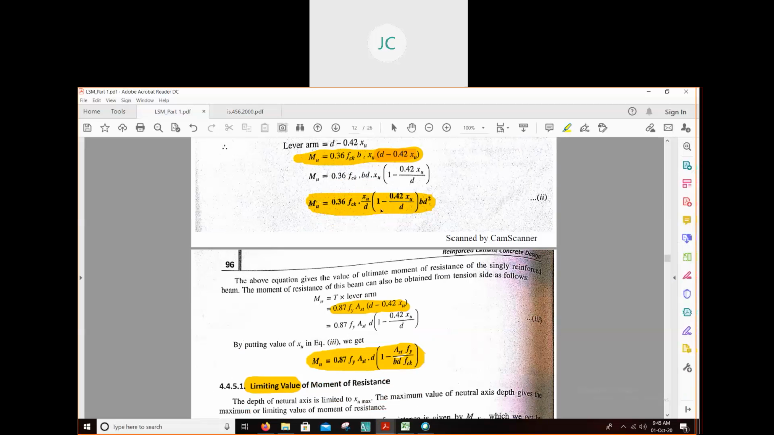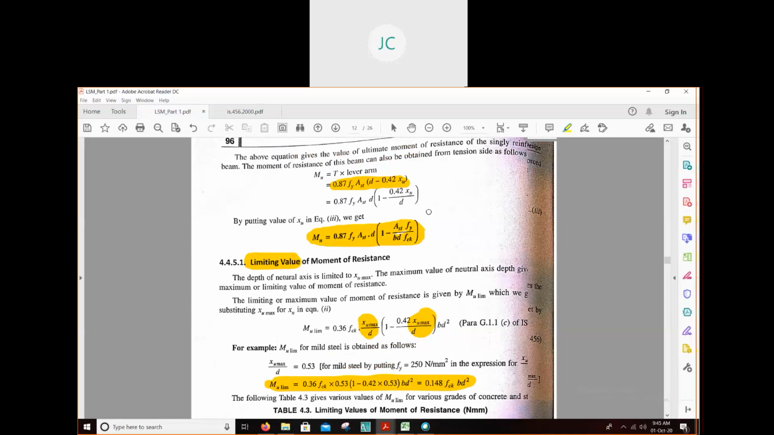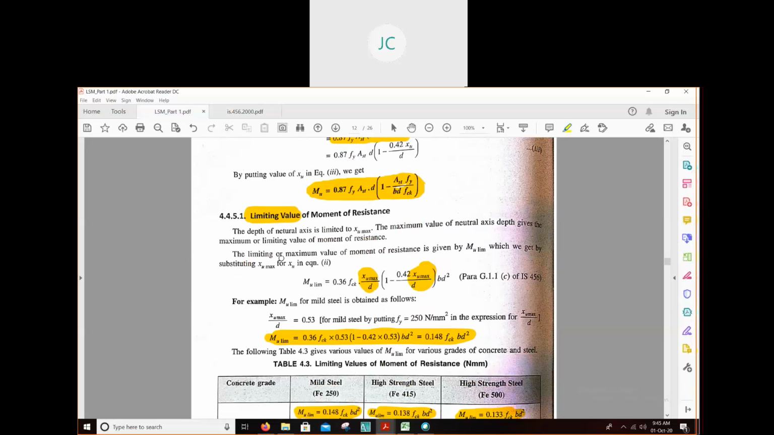Okay, so the limiting value of moment of resistance, if you use this formula, you will get 0.36 FCK. In place of XU, you have to write XU max. Similarly, here also you have to write XU max. If you put the values here, you will get the equation. This is the limiting or maximum value of moment of resistance, which we get by substituting XU max for XU in equation number 2. And this equation is also given in IS 456.